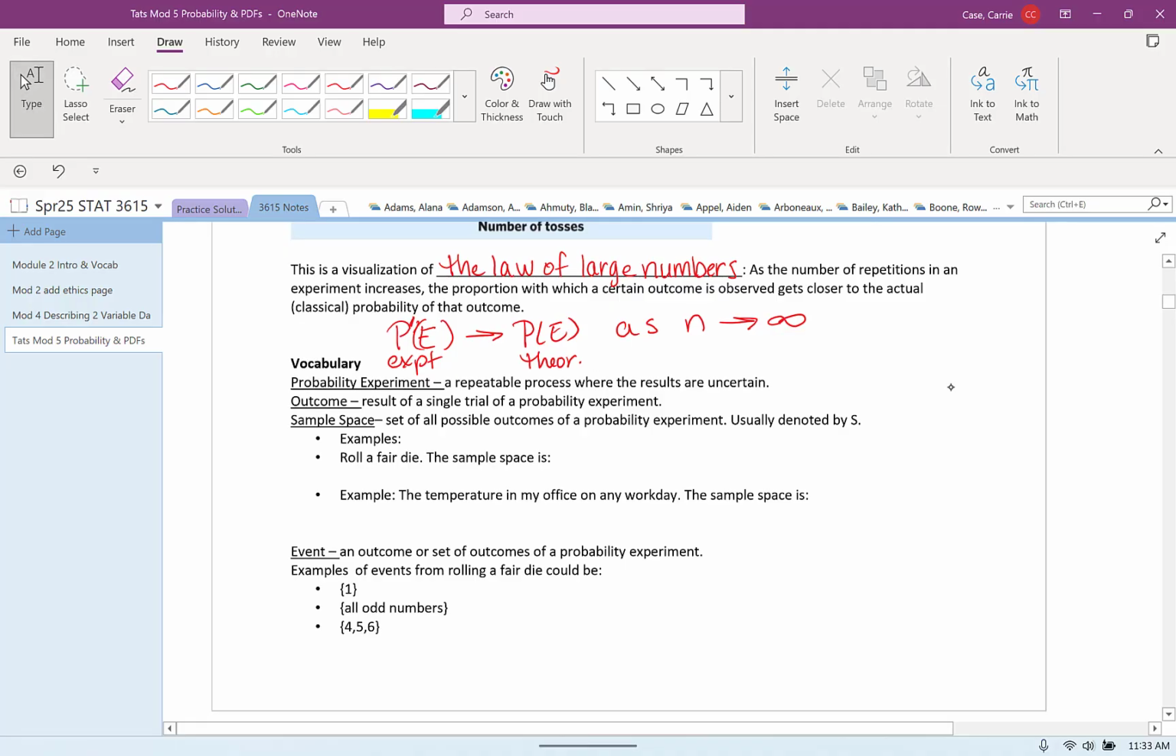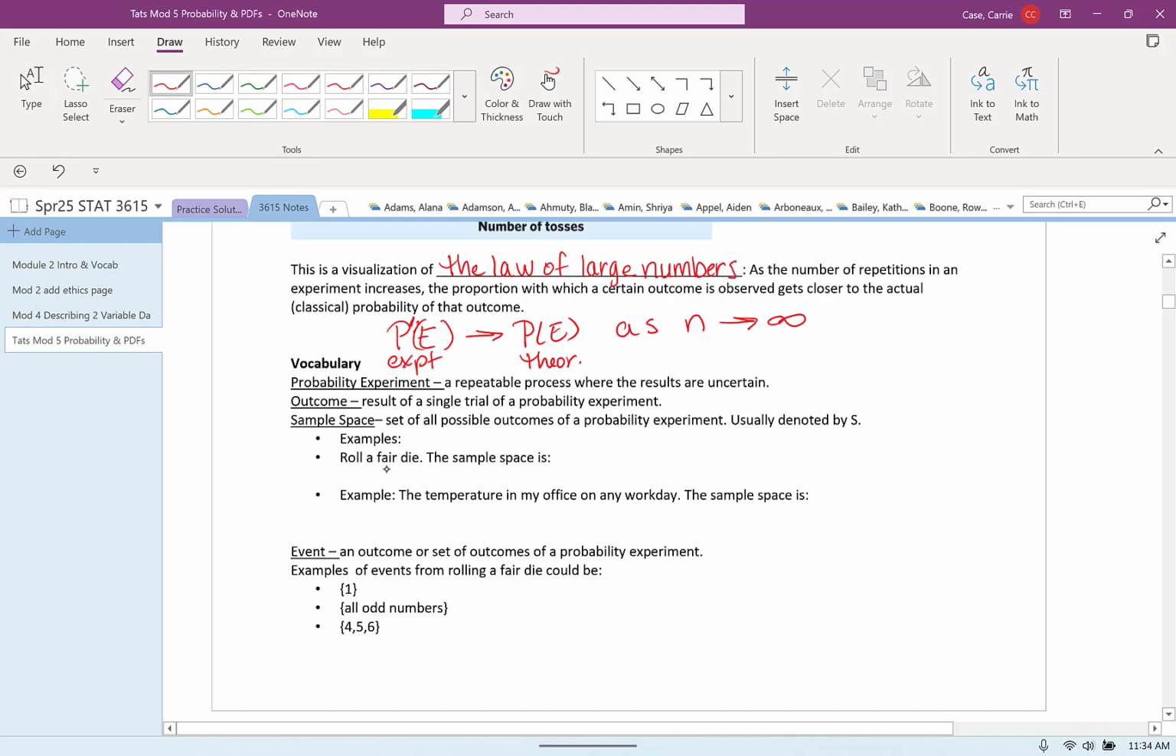Now we have some vocabulary for this unit that you'll need to be familiar with because I'll use it. The first one is a probability experiment. You've already seen me do this. It's a repeatable process where the results are uncertain. An outcome is the result of a single trial of a probability experiment. A sample space is a set of all possible outcomes of a probability experiment, and we usually denote it with S, but you could use any letter.